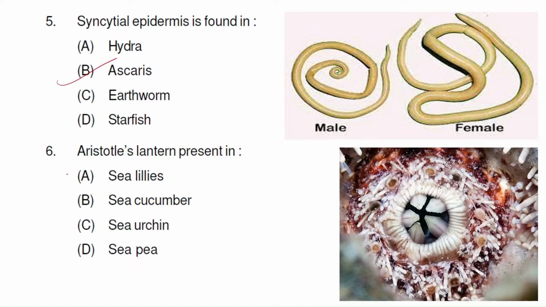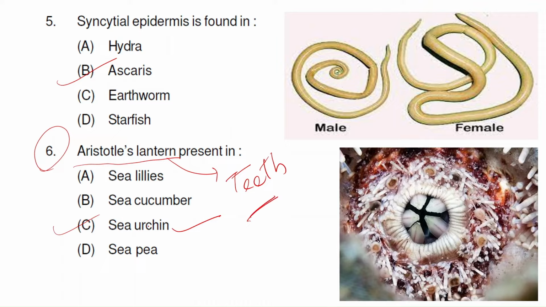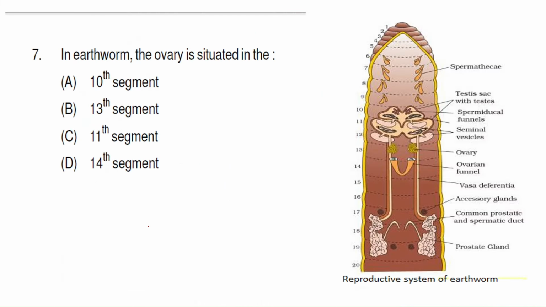Question number 6. Aristotle's lantern is present in the case of sea urchin. What is Aristotle's lantern? It is basically a teeth apparatus. It is present in the case of sea urchin.